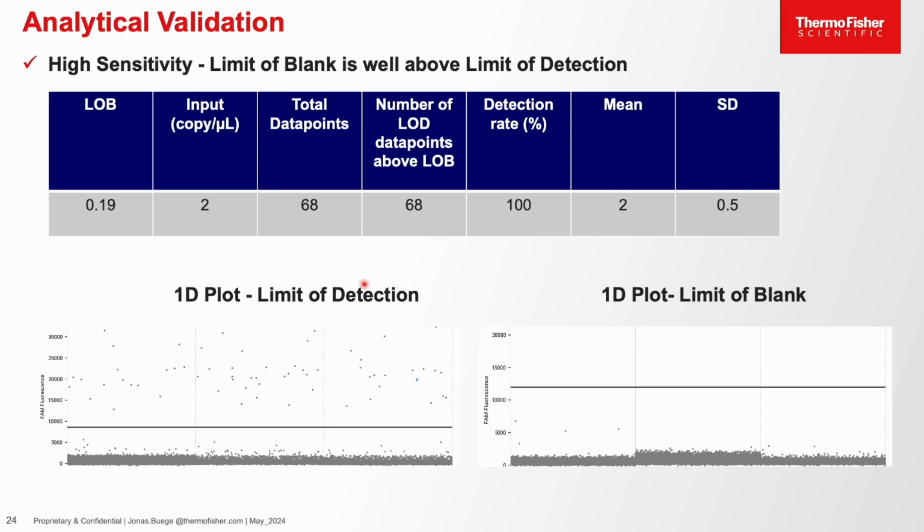the limit of blank. The plots that are shown below also indicate a clear separation between the LOB and the LOD with no overlap in signal. This separation confirms the assay's ability to reliably distinguish between the true positive signals and the background noise.